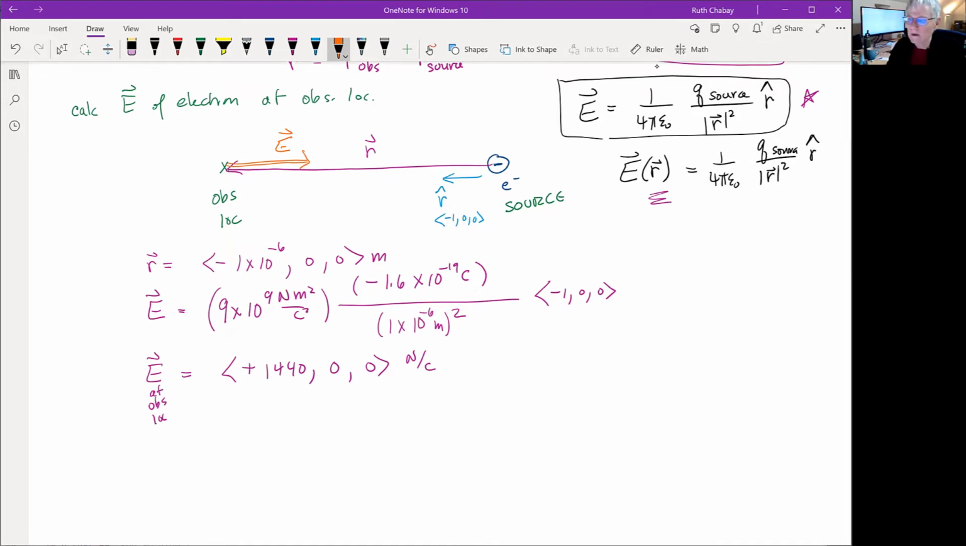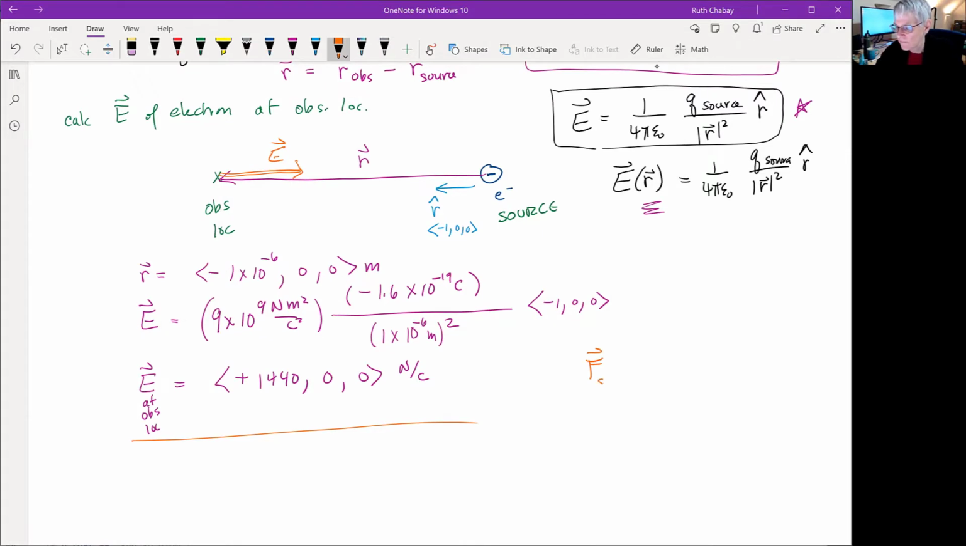Okay, so now we would be able to calculate the force on any charged object we wanted to put at this observation location. We could put a proton there, we could put an alpha particle, we could put a chloride ion. Once we know the value of E, we can calculate a force using our other equation, force on this system.